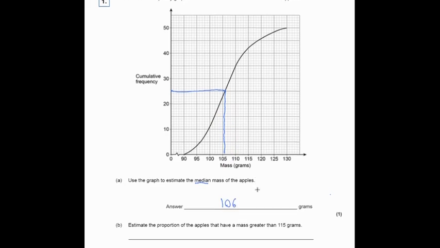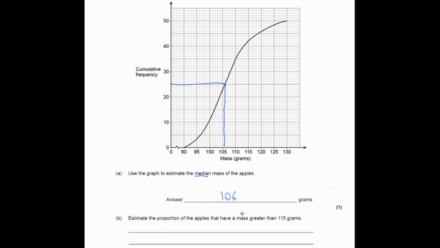Next, it says estimate the proportion of apples that have a mass greater than 115 grams. So what we need to do here is go to 115, go up. Oh dear, that is meant to be a straight line, guys. Right, so there. Then go across. Right, so that cumulative frequency there is 42.